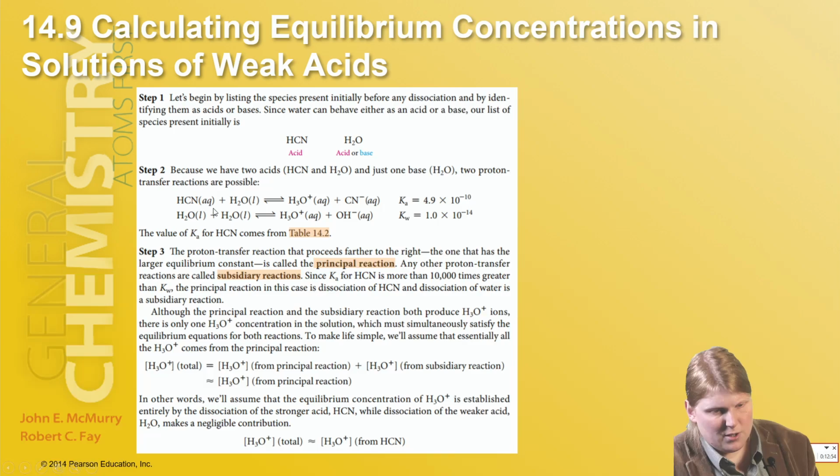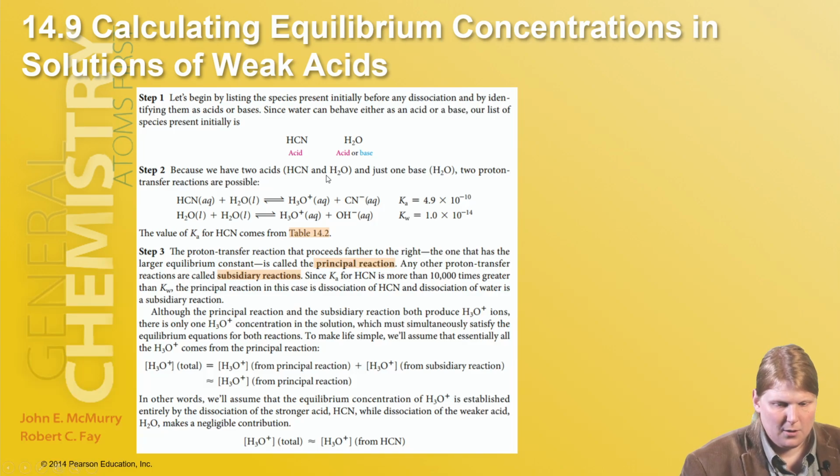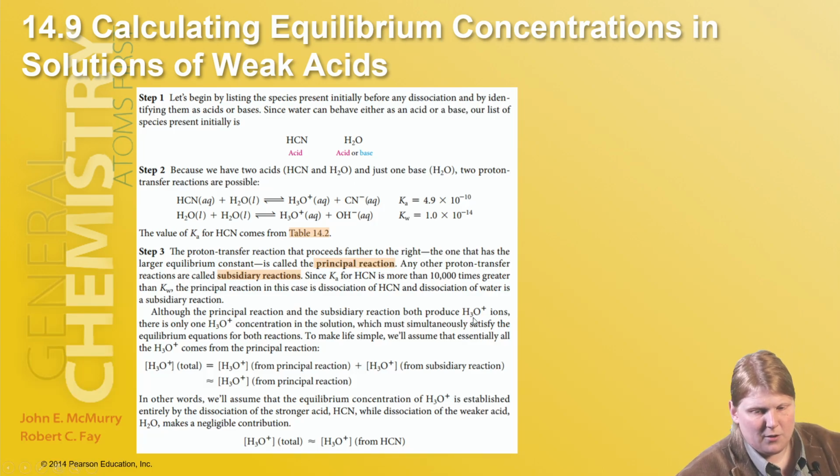So this HCN reacts with water and produces some hydronium ions and CN minus, and it has a Ka of 4.9 by 10 to the minus 10. This process, which is just the dissociation of water, would be 1 by 10 to the minus 14, and there's basically 4 orders of magnitude difference between these two. So probably this dissociation of water is not important, but that's why they're having you do this comparison, so you can figure out which one is more important.